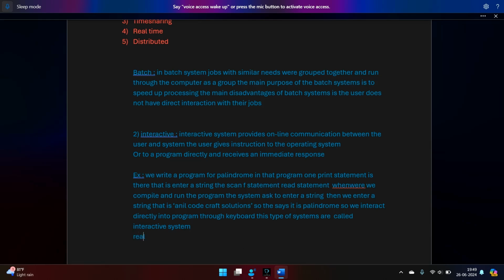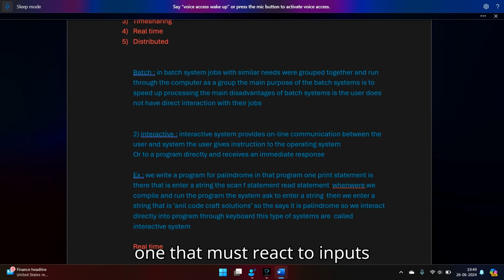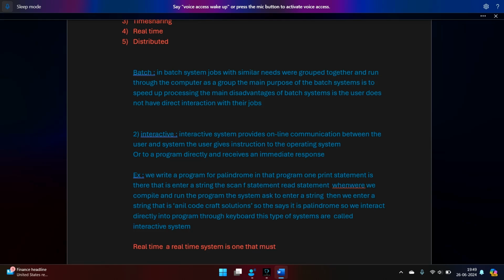Next one, real time. What is real time? A real time system is one that must react to inputs and respond to them quickly.